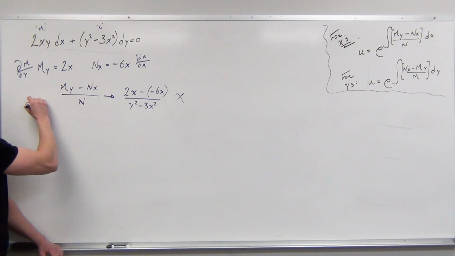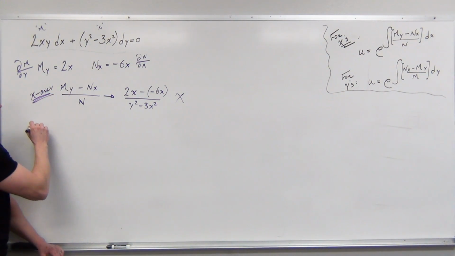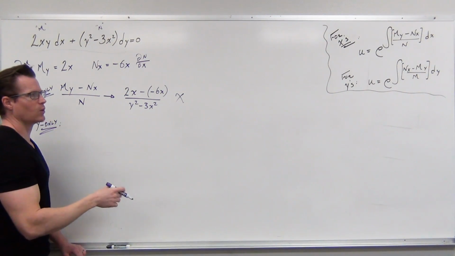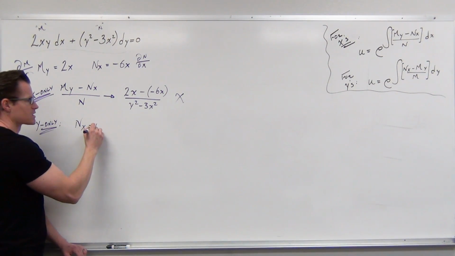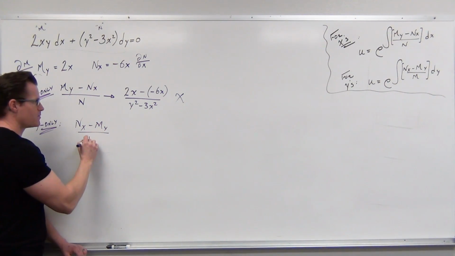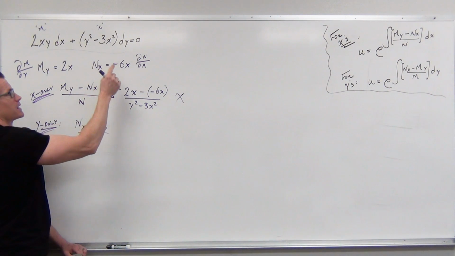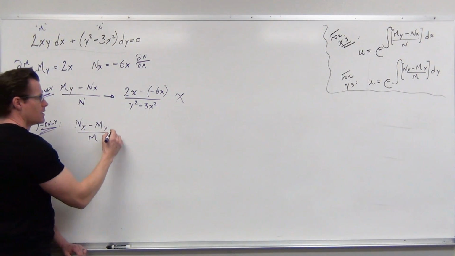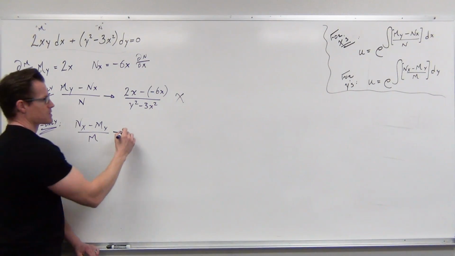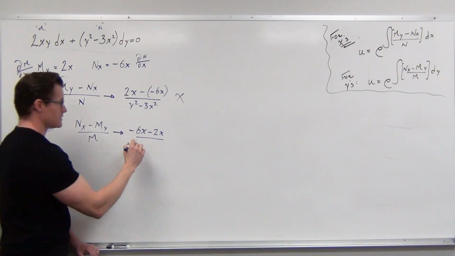So x only did not work. Nope. So let's try y only. If we're going to have a function of y only, it's got to fit this model where I have partial of n with respect to x minus partial of n with respect to y divided by m. So in other words, you flip-flop it. This piece minus this piece divided by this piece. And like I said, sometimes you're just going to look at it and say, hey, this is going to work out real nicely.